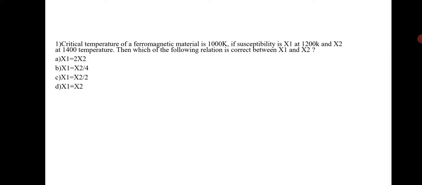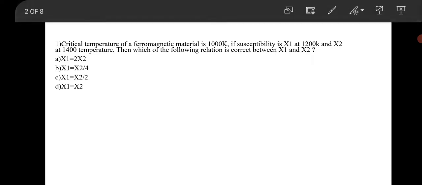The first question is one of the important questions. It's from solid state physics. The question is like this: the critical temperature of a ferromagnetic material is given as 1000 Kelvin, that is Tc is 1000 Kelvin, and the susceptibility is x1.